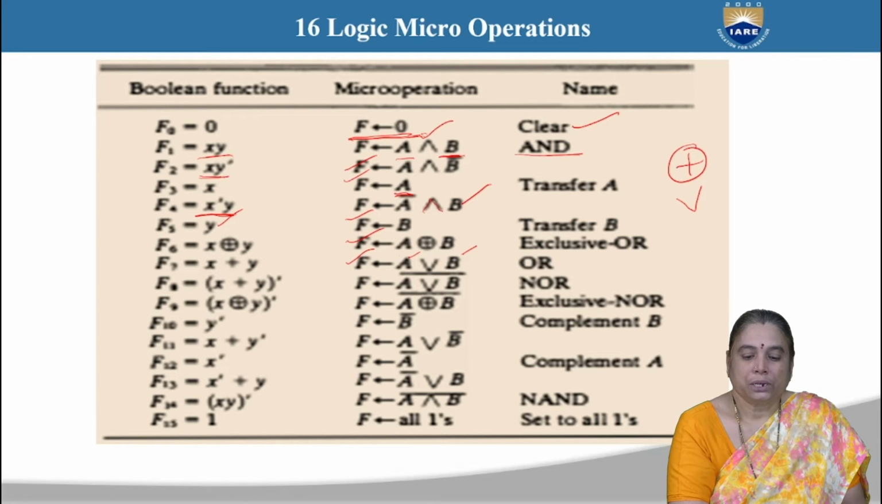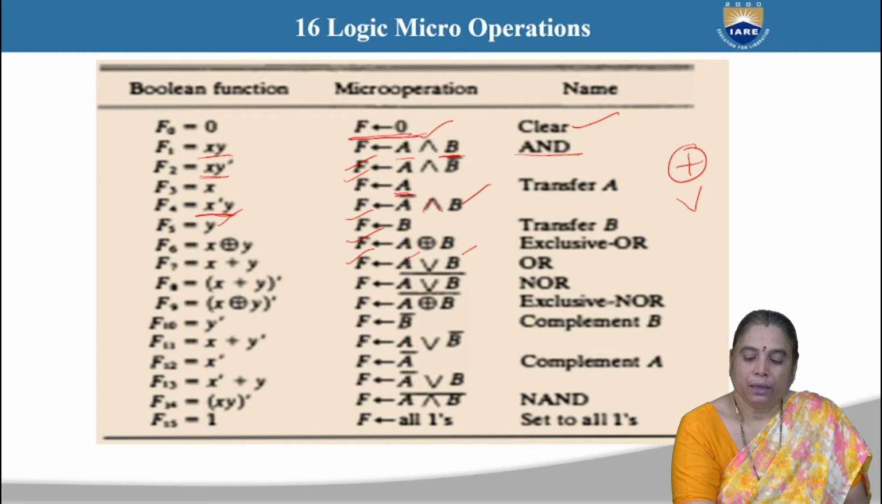Next operation is X plus Y whole complement. So the OR operation can be applied on the registers and the whole complement has to be taken. So here the RTL notation of this logic operation is the first register A, OR operation of B, and whole complement. Here the complement can be applied and the result has to be moved to the F. So this is the representation of the next logical operation.